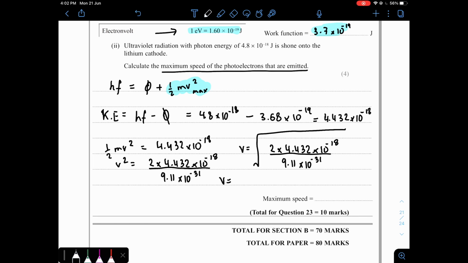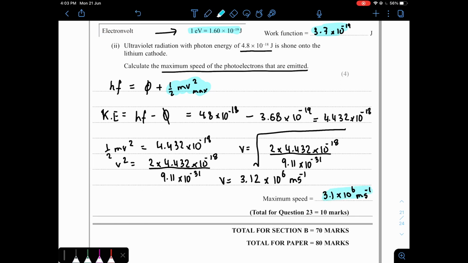That will be the square root of 2 times 4.432 times 10 to the power of minus 18, divided by 9.11 times 10 to the power of minus 31. This gives us 3.112 times 10 to the power of 6 meters per second. Then we round it to two significant figures, so 3.1 times 10 to the power of 6 meters per second. That is our answer here.